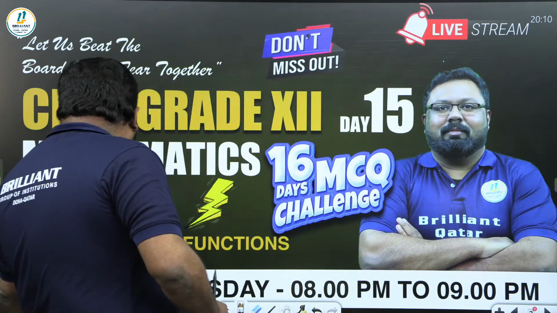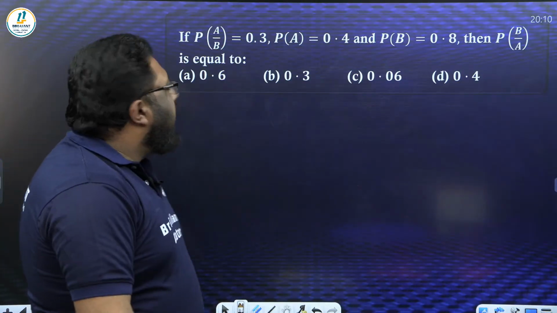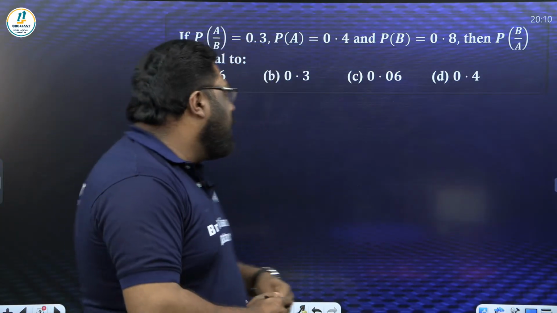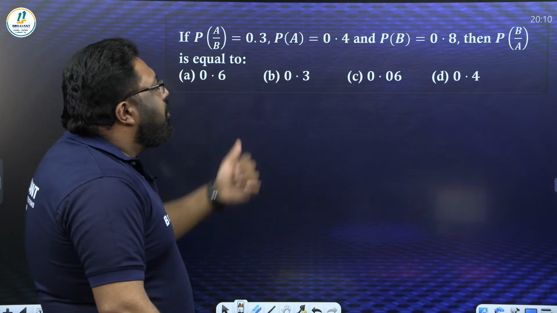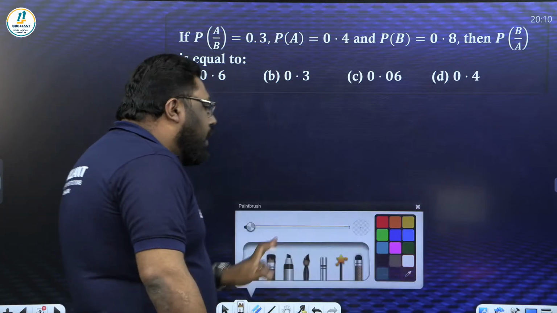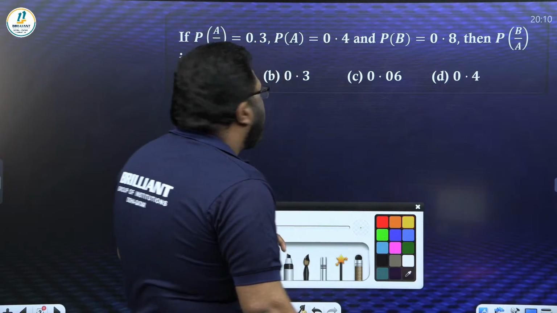Starting with the first question, my dears. P of A by B is equal to 0.3, P of A is equal to 0.4 and P of B is equal to 0.8. So what is P of B by A?